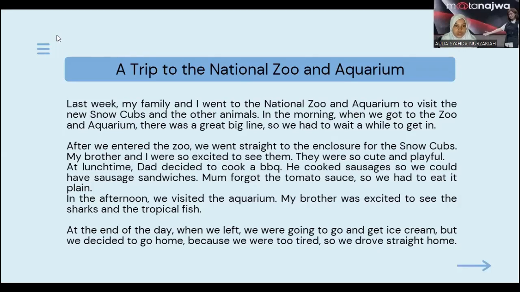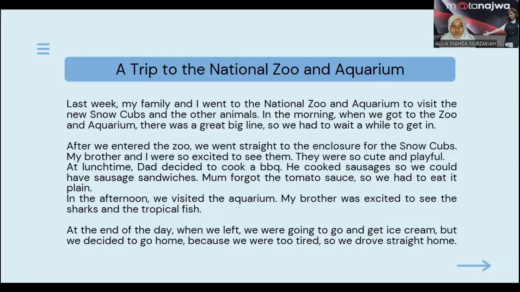After we entered the zoo, we went straight to the enclosure for the snow crabs. My brother and I were so excited to see them. They were so cute and playful. At lunchtime, Dad decided to cook a barbecue. He cooked sausage so we could have sausage and sandwiches. Mom forgot the tomato sauce, so we had to eat them plain.